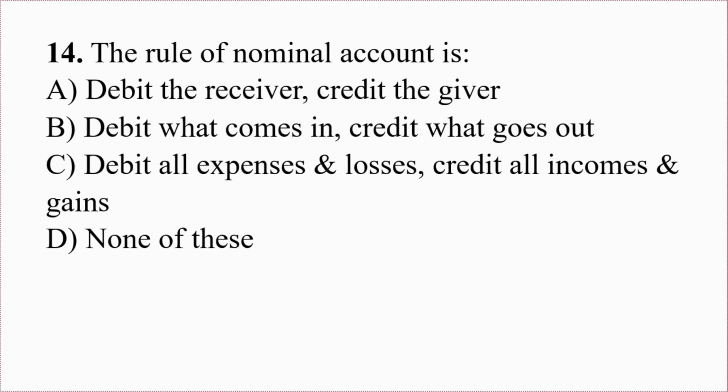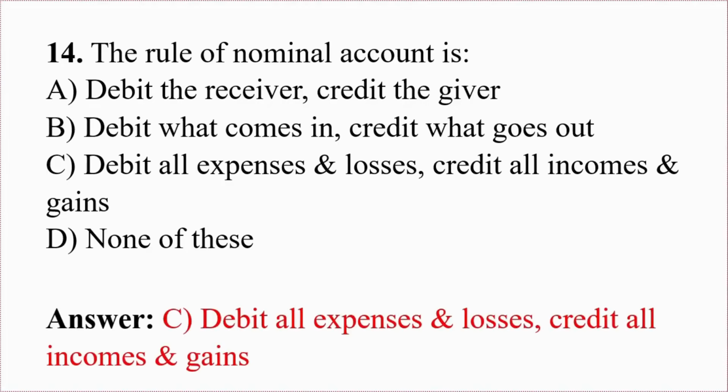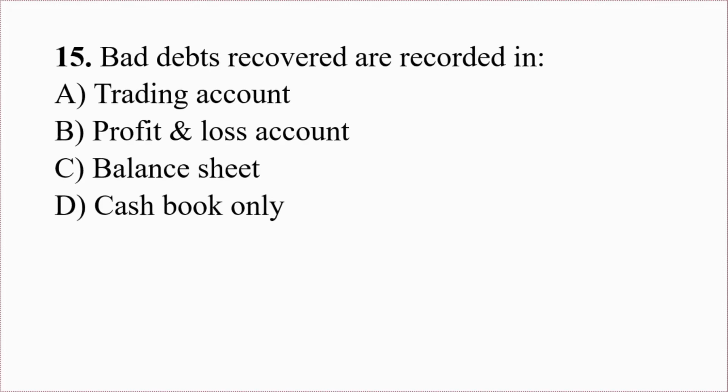The next question is: the rule of nominal account is option A, debit the receiver, credit the giver. Option B, debit what comes in, credit what goes out. Option C, debit all expenses and losses, credit all incomes and gains. Option D, none of these. The correct answer is option C, that is debit all expenses and losses, credit all incomes and gains.